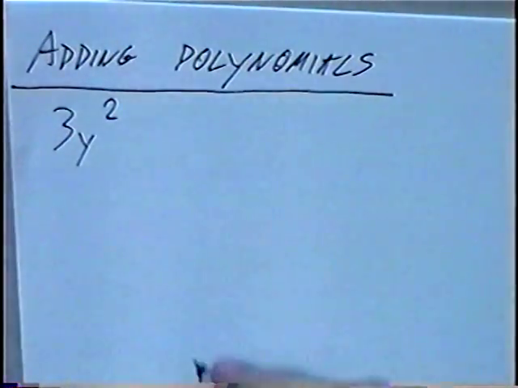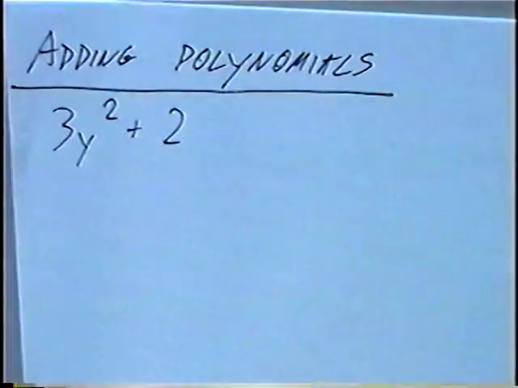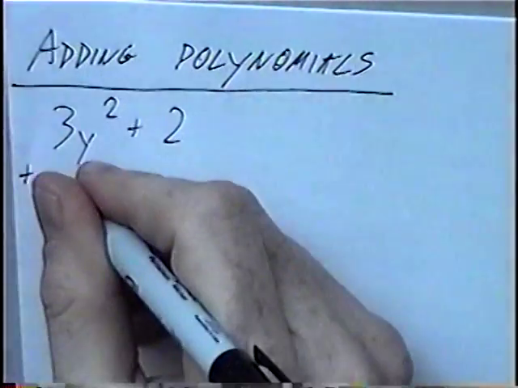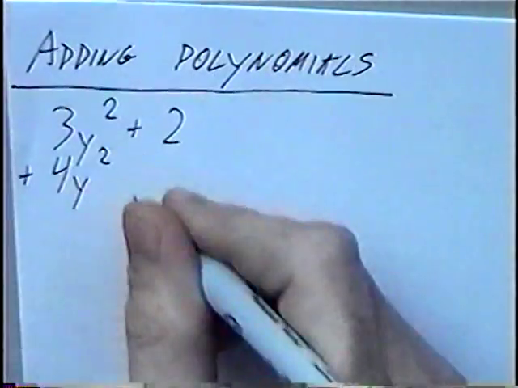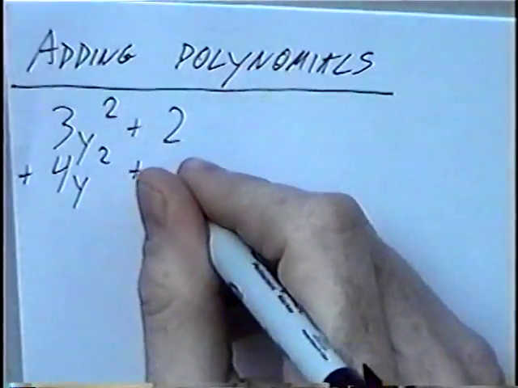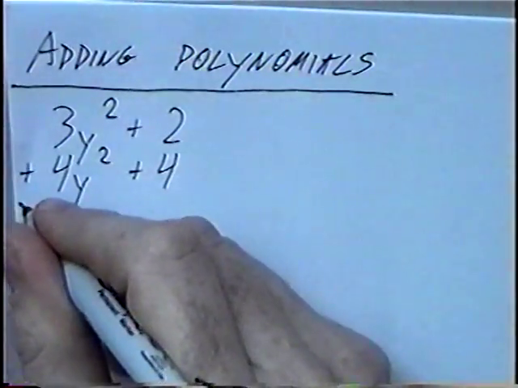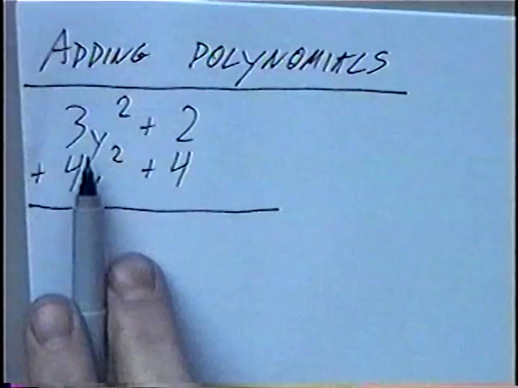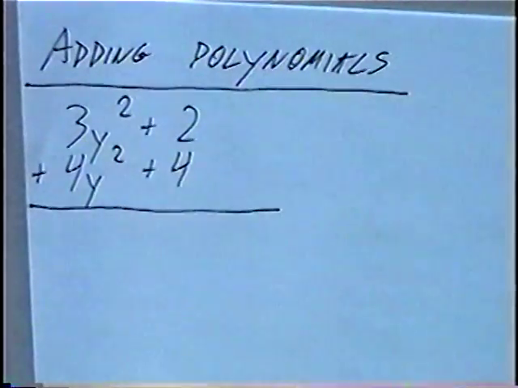3y to the second power plus 2, and underneath we'll have a plus sign, and we'll have 4y to the second power plus 4. And then we can draw a line under each of these for the addition. Adding polynomials, this is a vertical addition. We're going to add straight down.